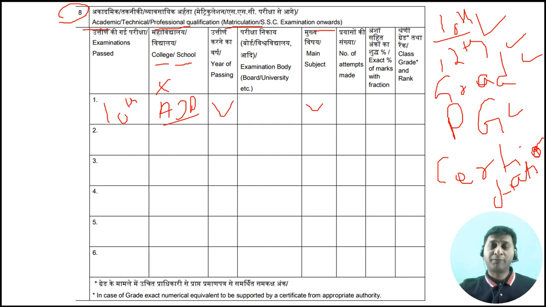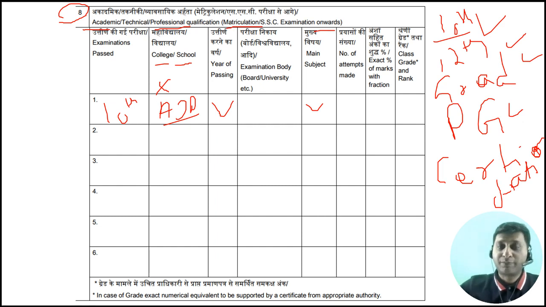Then number of attempts made, right? The number of times you appeared in the 10th examination. So if you failed one time, the number of attempts would be 2, right? Do not hide anything here. There is no point in hiding anything because you have to be honest. They would have all your records and they can anyway do background verification. So whatever is the actual information, give only that.